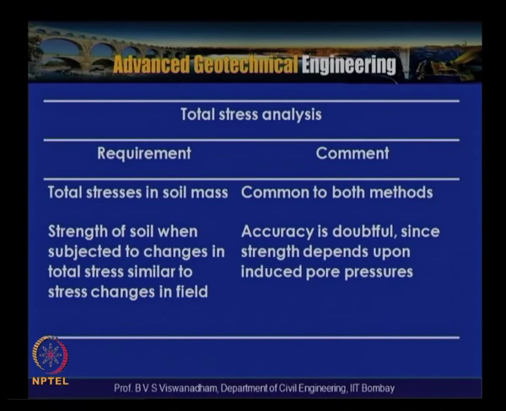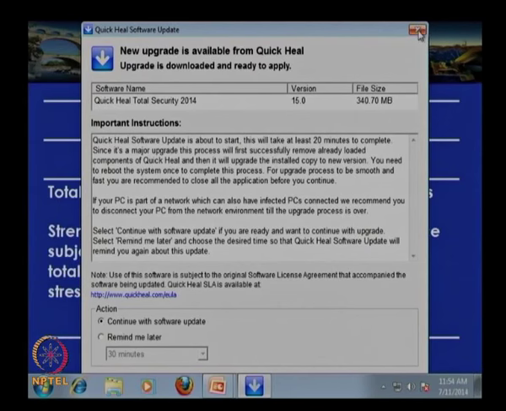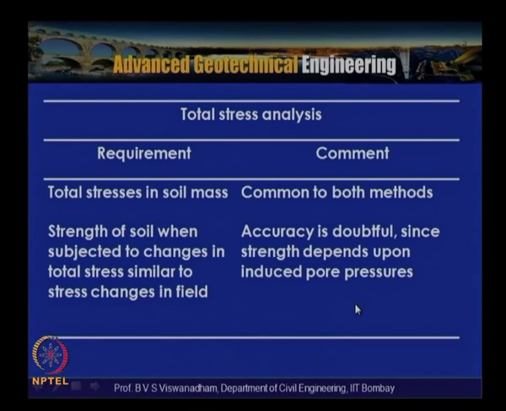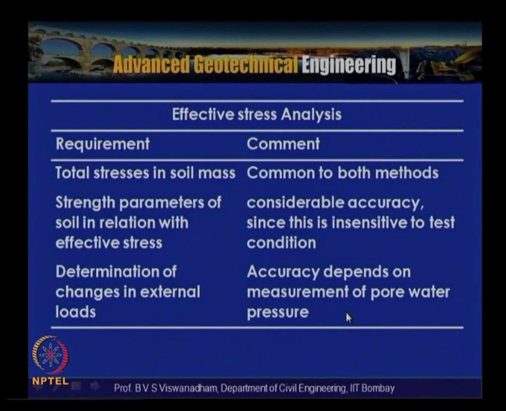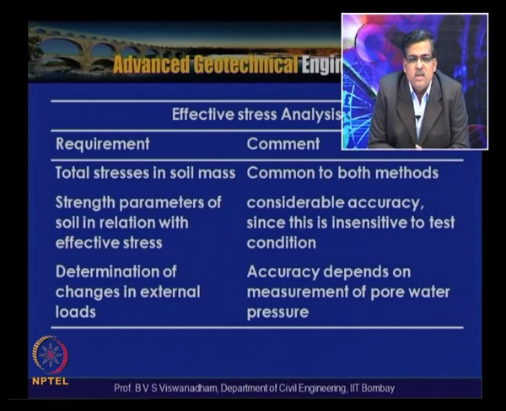So, that was the discussion about the rapid drawdown condition. In the forthcoming two slides we discuss the total stress analysis and effective stress analysis requirements and some general comments. The requirement is the total stress in the soil mass, which is common in both methods, but for the strength of the soil when subjected to changes in total stress similar to the stress changes in the field, the accuracy is doubtful, since the strength depends upon the induced pore pressures. In the effective stress analysis, here also we require total stresses in the soil mass, common in both methods, that is, effective stress and total stress analysis.